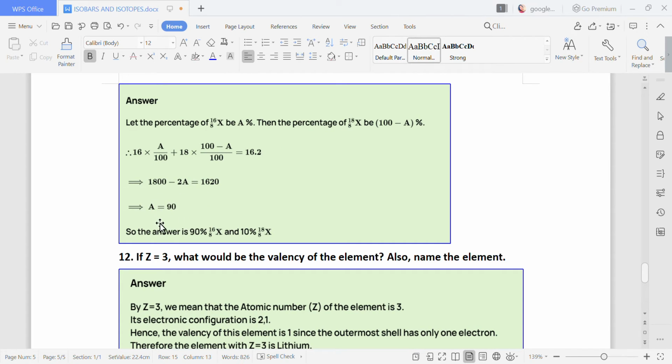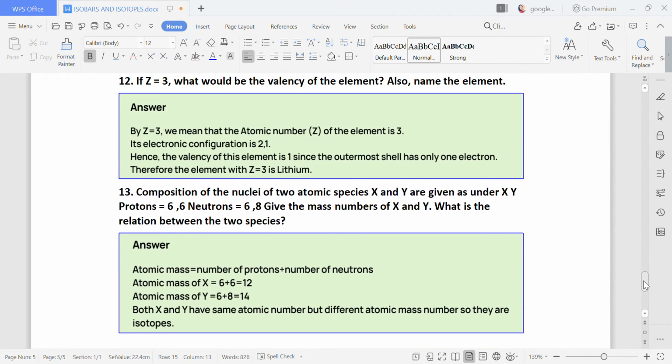Now we have got the value for A. What is A? We had taken A as the percentage of first isotope. So what will be the percentage of second isotope? 100 minus A, that is 10, because the value of A is 90. So we got the answer. We got the percentage for both the isotopes. First one was 90% and the second one was 10%. A very easy unitary method has been used here in the calculations.